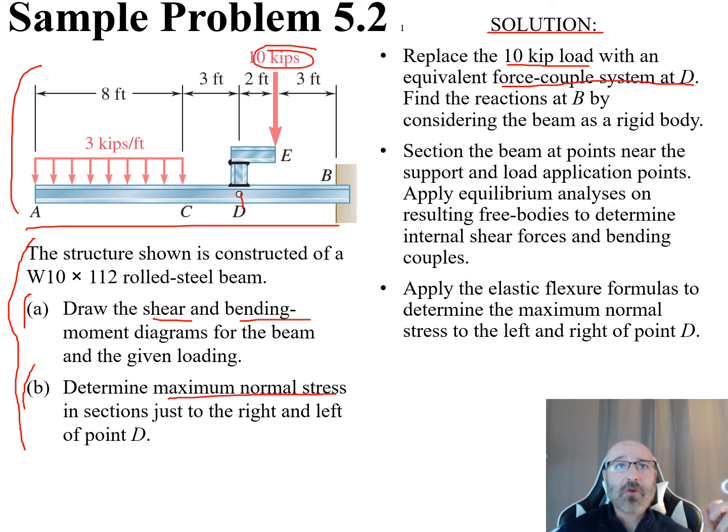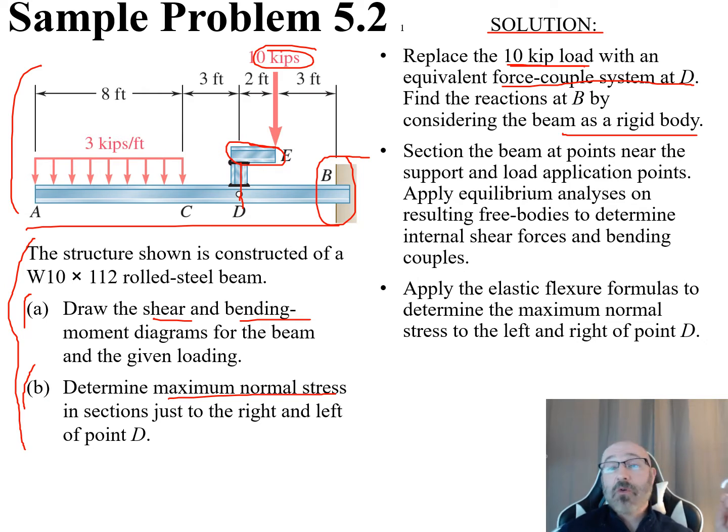There's our 10 kip load right there. This is applied to this 2-foot member right here, which then comes down here onto D. So we want to go ahead and replace that 10 kip load with the equivalent force couple system at D. The other thing we want to do within this step is to find the reactions at B, our fixed location over here, considering the beam as a rigid body. So that's the first step in our procedure for analysis.